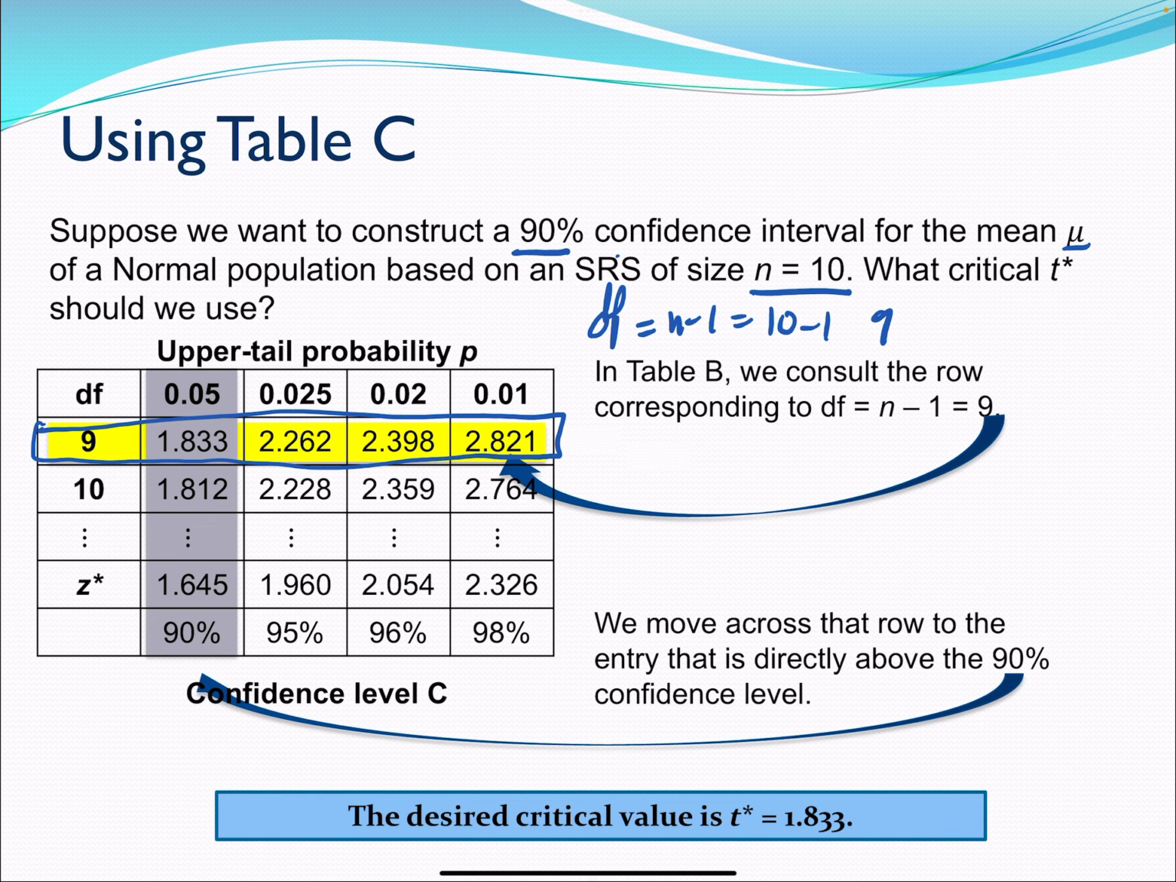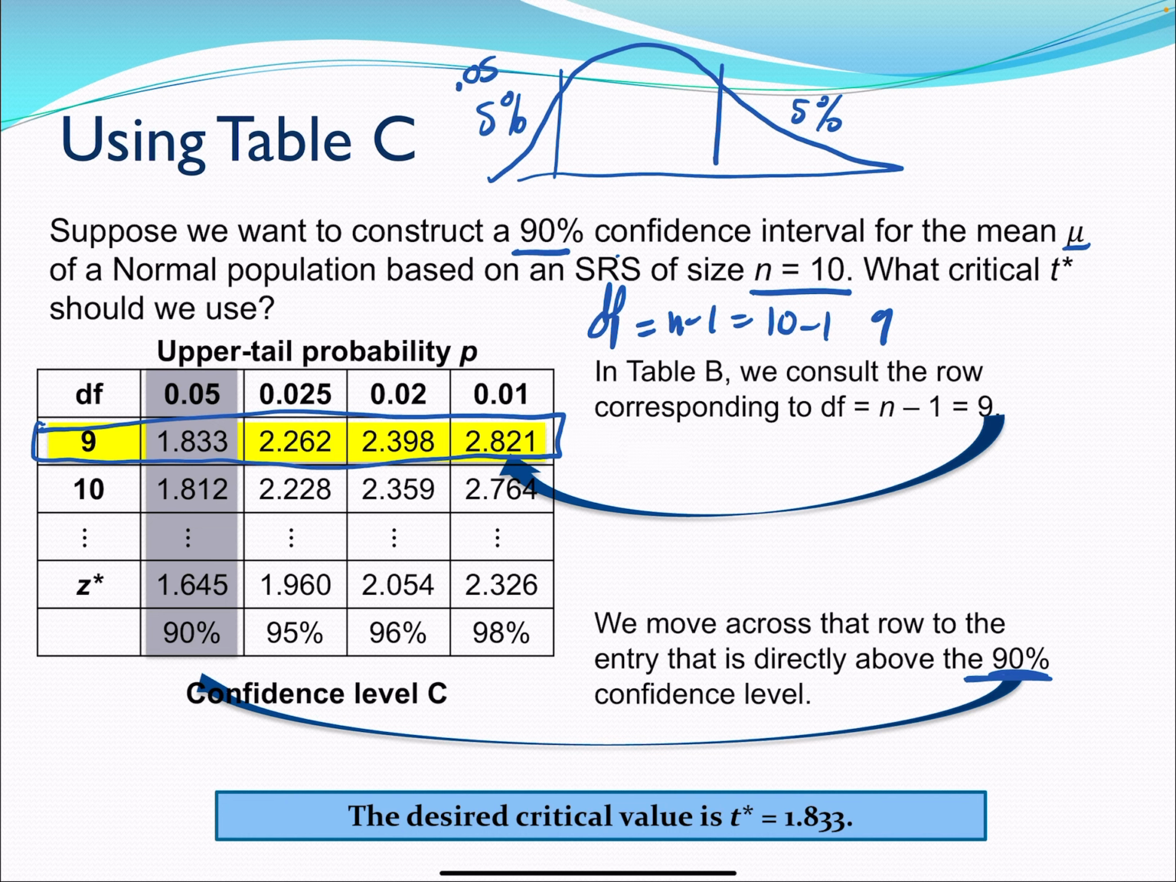Then we move across and find the entry that corresponds with the 90% confidence level. Remember, this looks like a normal distribution. My 90% confidence level would be 5%, or an area of 0.05 in each tail. So the upper tail probability is going to be this column right here. It's also labeled, but that's how you could calculate it. So we're going to use 1.833. Note that this row right here tells you what you'd use if you were doing a normal distribution or a z-score. See how it differs; it's a little bit smaller for a z. To calculate a 90% confidence interval, we would have used a score of 1.645.